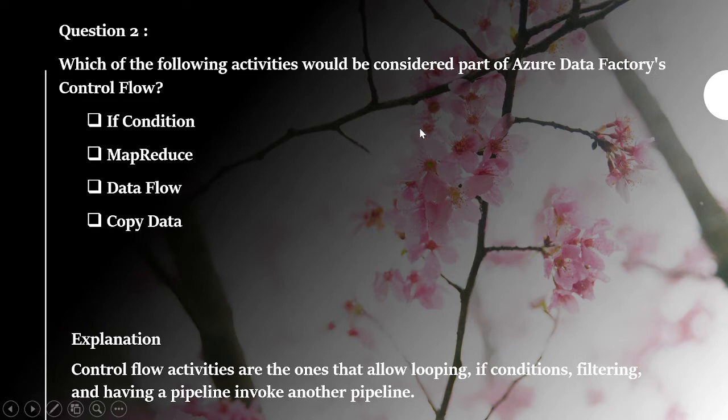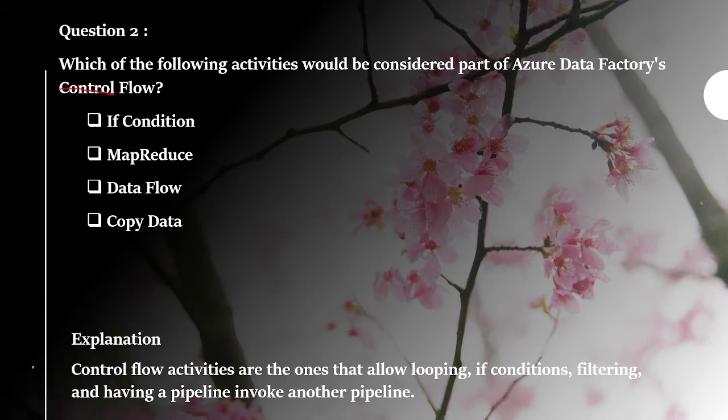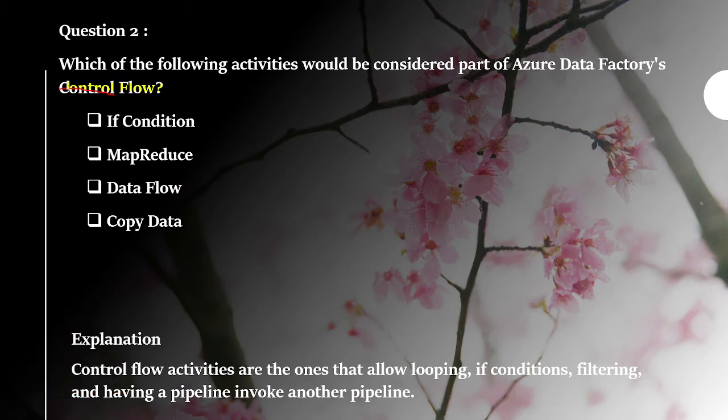Okay, the next one is, which of the following activities would be considered part of Azure Data Factory's control flow? So the control flow, just remember this word, control flow. So what happens in this control flow? In control flow, it is related to if condition, looping or filtering. So our answer here is if condition.